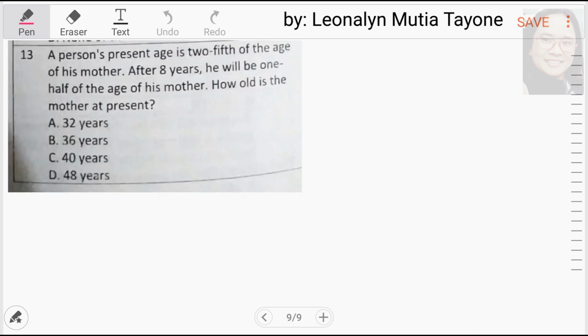A person's present age is 2/5 of the age of his mother. After 8 years, he will be 1/2 of the age of his mother. How old is the mother at present? Is it 32 years, 36 years, 40 years, or 48 years?